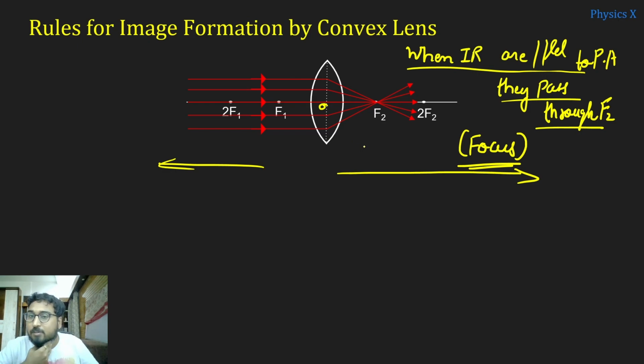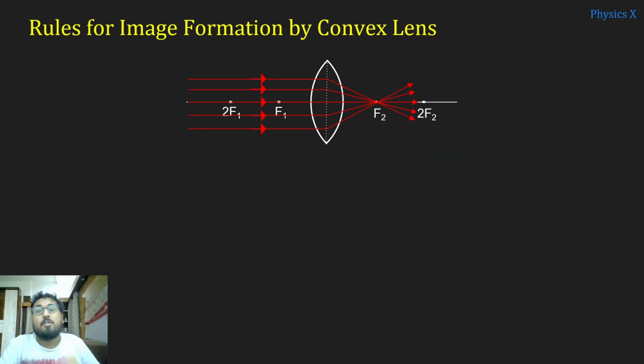Okay, so first of all, what you can see is that when the rays of light are coming parallel to the principal axis in a convex lens, they meet at a point, and we call that point the focus. Okay, this point is the focus, and it is a real focus. Why? Because the refracted rays are actually meeting at this point. That is why this is a real focus. We call it a real focus in a convex lens. Understood the definition of focus?